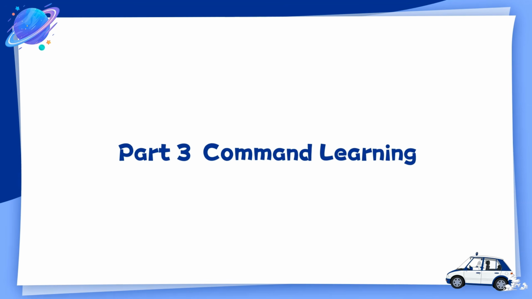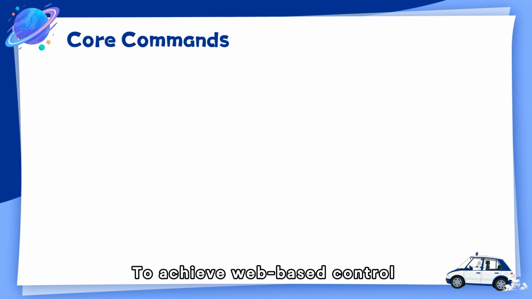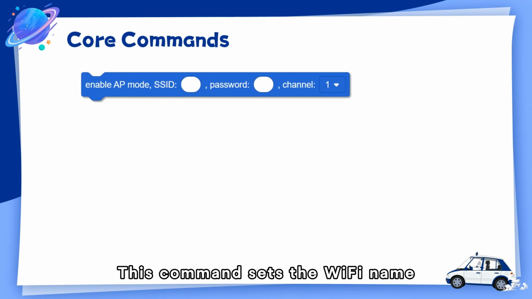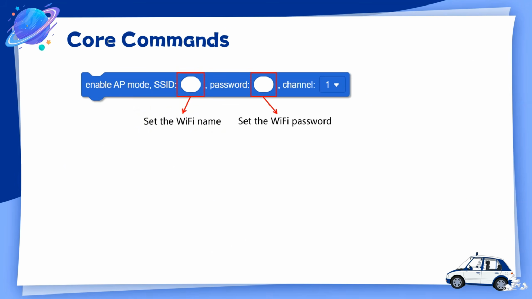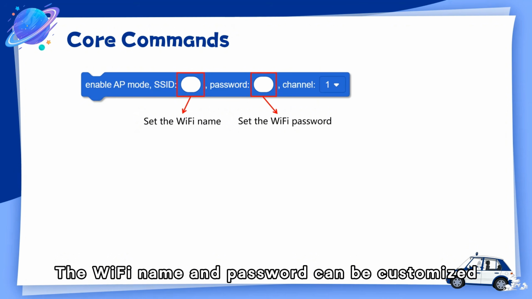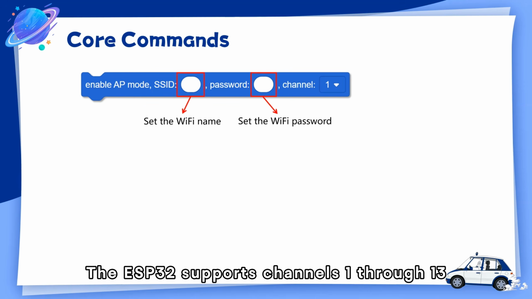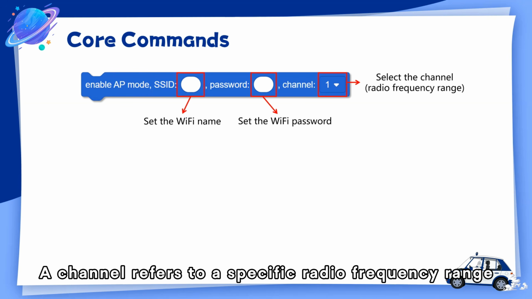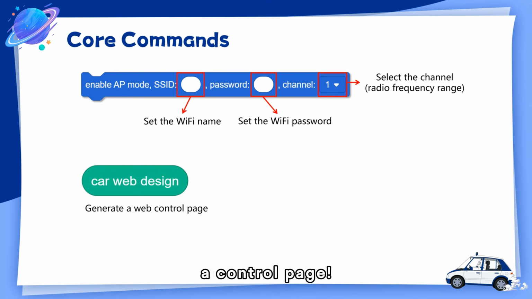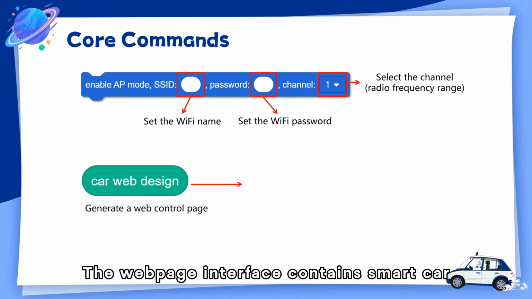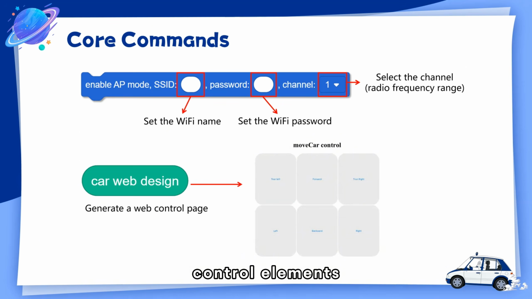Part 3. Command learning. To achieve web-based control, you need these commands. This command sets the Wi-Fi name and password in AP mode. The Wi-Fi name and password can be customized. The ESP32 supports channels 1 through 30. A channel refers to a specific radio frequency range. This command can automatically generate a control page. The web page interface contains smart car control elements.